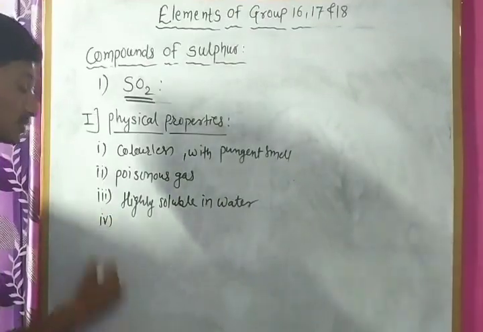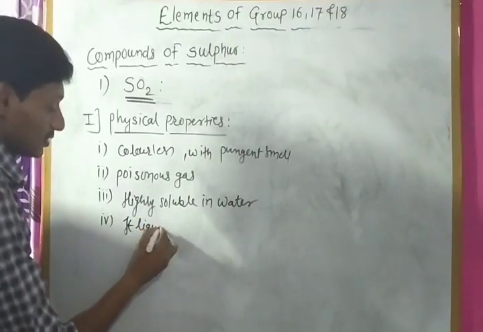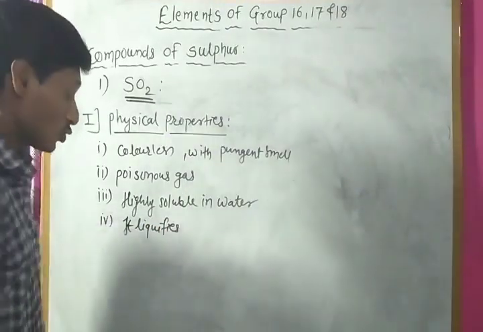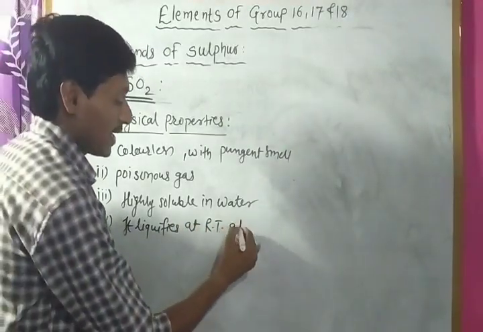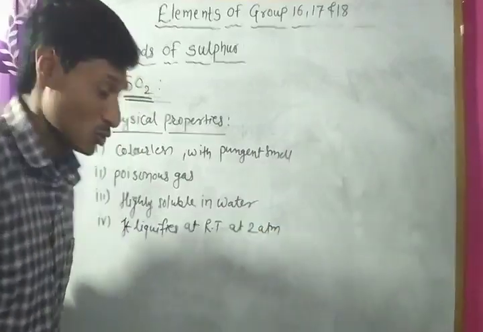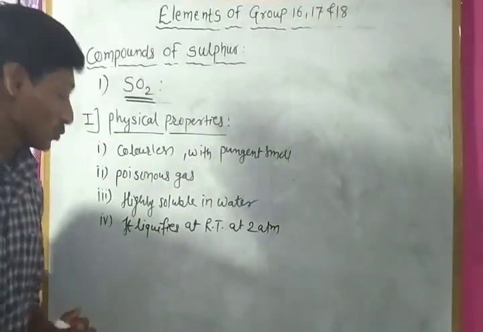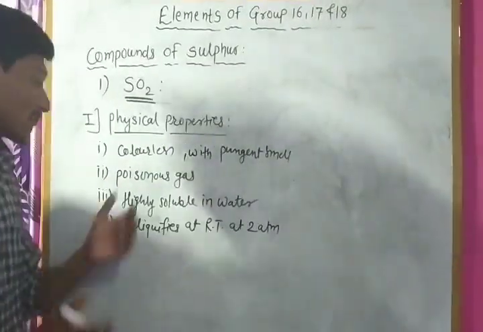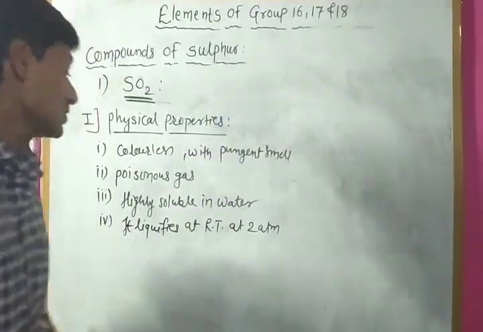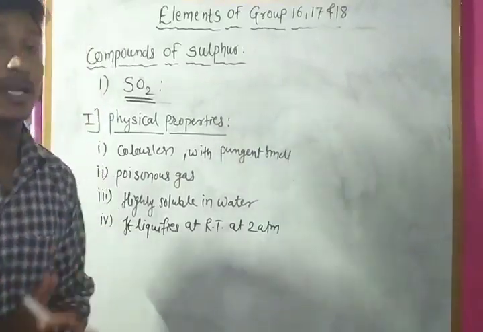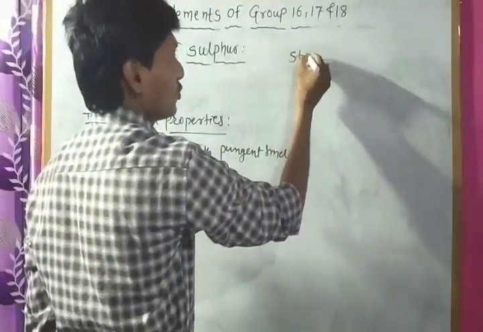And the fourth one is, it liquefies at room temperature at 2 atm pressure. So these are the physical properties of SO2. It is a colorless gas with pungent smell. Then it is a poisonous gas. It is highly soluble in water, and the last one, it liquefies at room temperature at 2 atm pressure. So keep in mind. Now we see the structure of SO2.